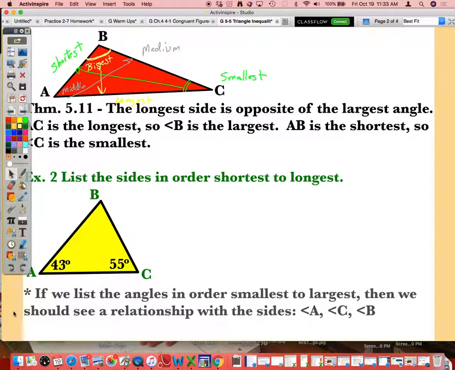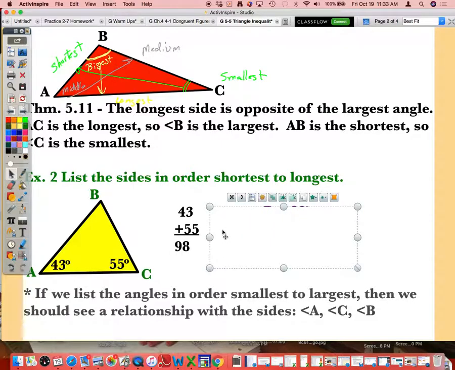All right. Smallest angle is B. Well, we have to find B. How do we find B, Audrey? You have to do 55 plus 43, and then subtract it from 180. All right, so what's 55 plus 43? 98. Okay, what do we need to do with that 98? Subtract it from 180. What's 180 minus 98?